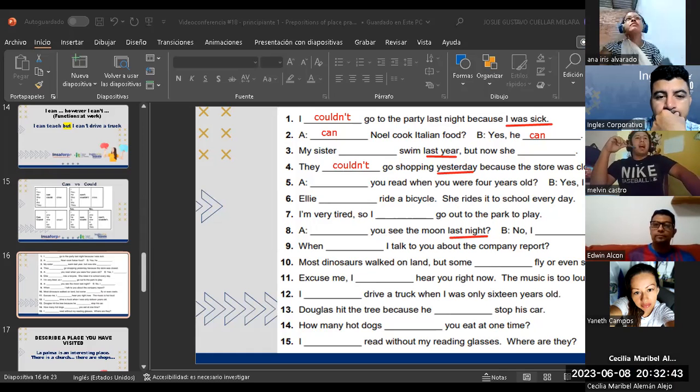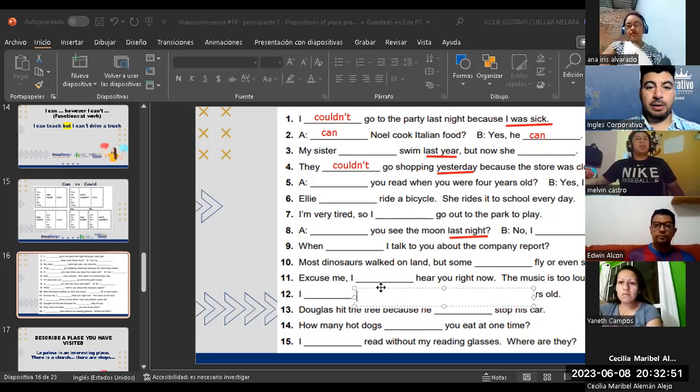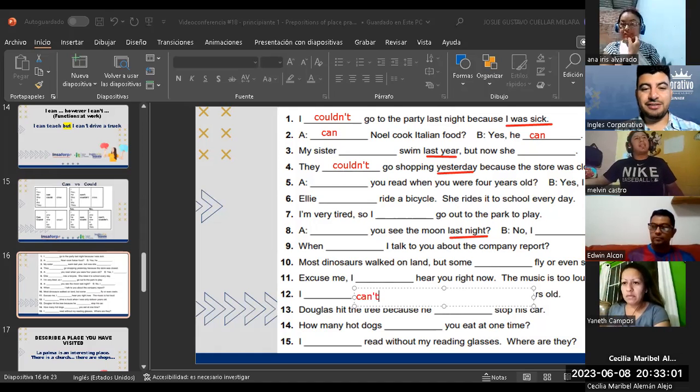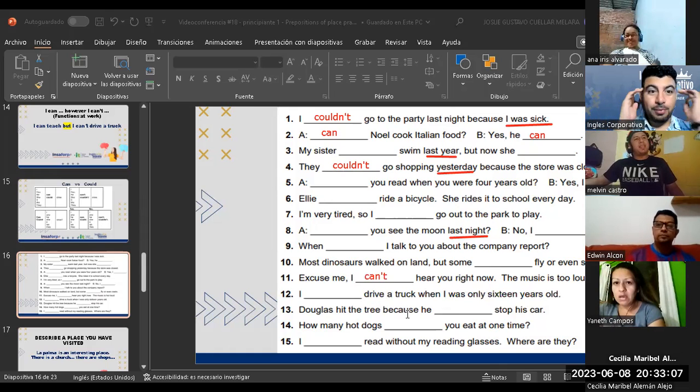Excuse me, I could hear you right now. The music is too low. Perfect, but it is in present. Estamos en presente. So, en lugar de couldn't, sería? Cool. Can. But in negative, can't. Yeah, very nice. Discúlpeme, no puedo escucharte ahora porque dice right now, ahora.